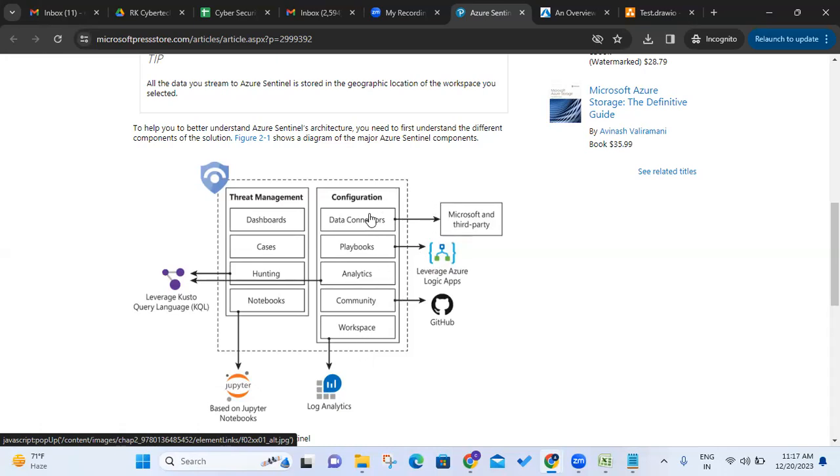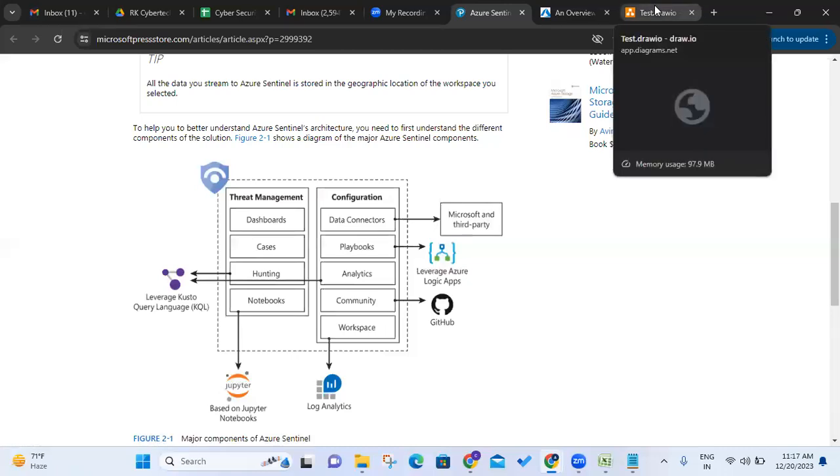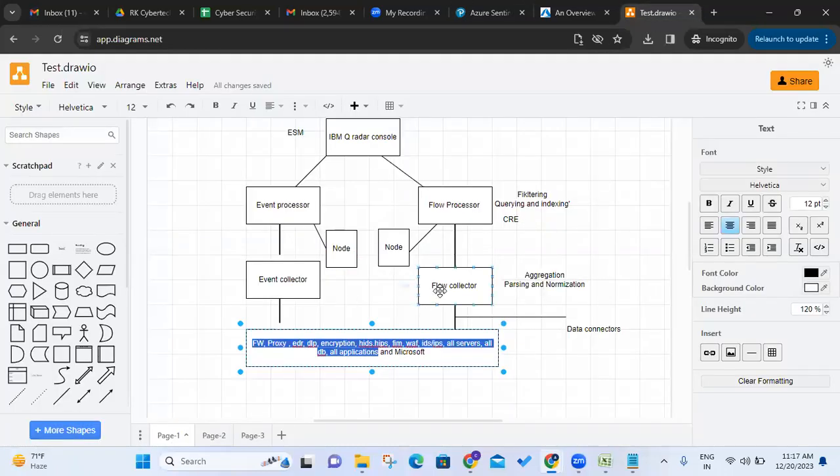Okay, so that is about configuration oriented. Now I can go and I can check, compare with this one now. So here now data collector.